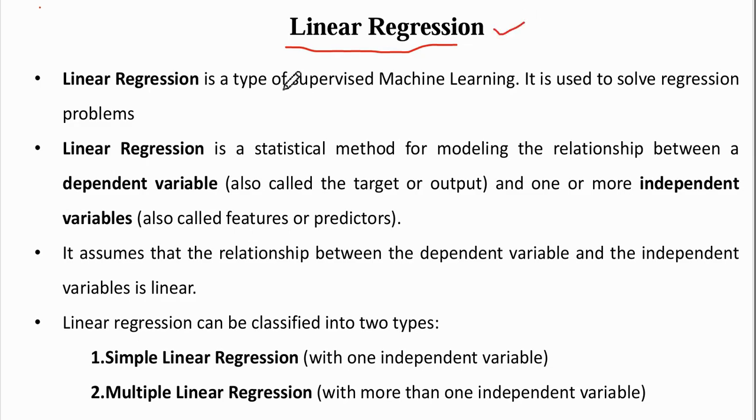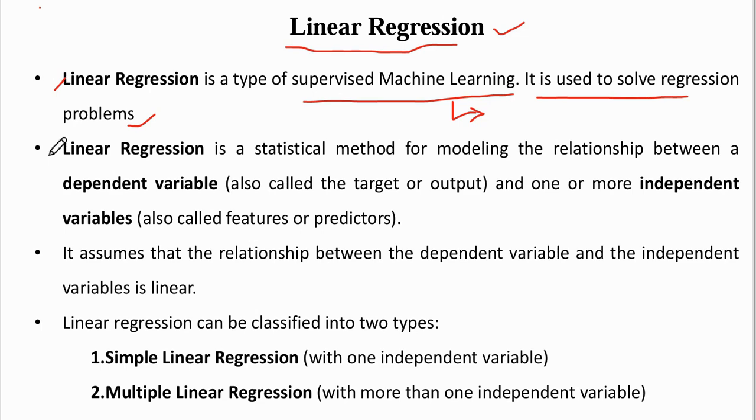In this lecture, I am going to discuss the next category of supervised machine learning algorithm, which is linear regression. So the first point is linear regression is a type of supervised machine learning. That means to build a model using linear regression, the dataset must be labeled data. And the second one is it is used to solve regression problems.